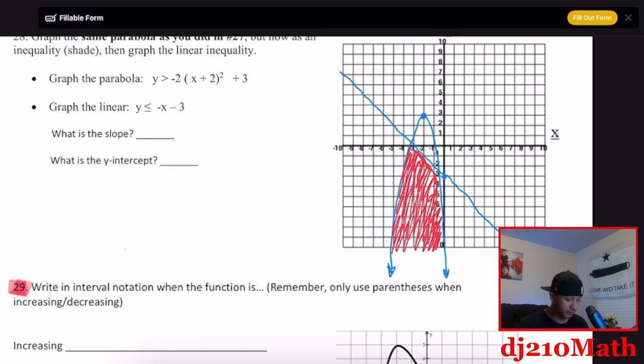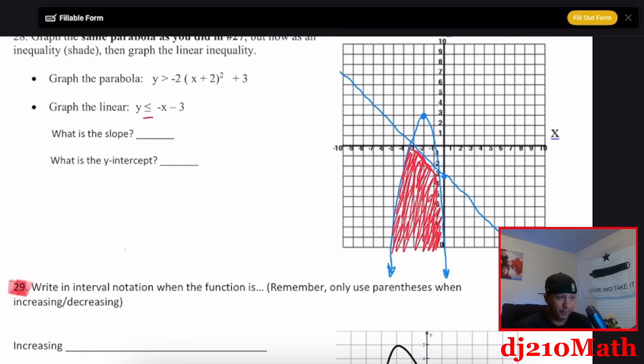Okay, so I shaded in there because it's less than, right? It's less than or equal. So what happens is you shade everywhere underneath this line. And for this one, you're shading inside.